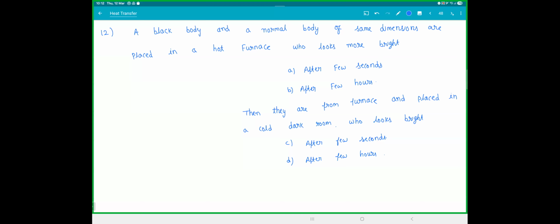Remember, initially both are at low temperature. You kept them in a hot furnace. Tell me one thing. When do you think something is bright? When it emits light, right? If you're getting more light from a body, you think it is bright. So if you put a black body and a normal body in a hot room, initially both are cold. Who absorbs more heat? The black body. And if you absorb a lot of light from the surrounding, then the surrounding will look dim.